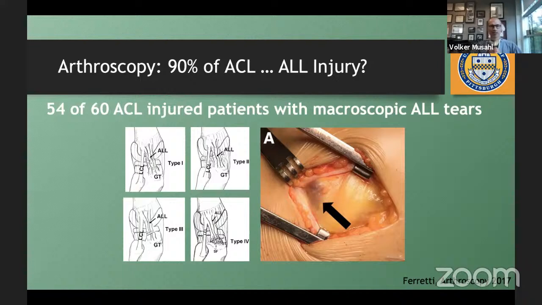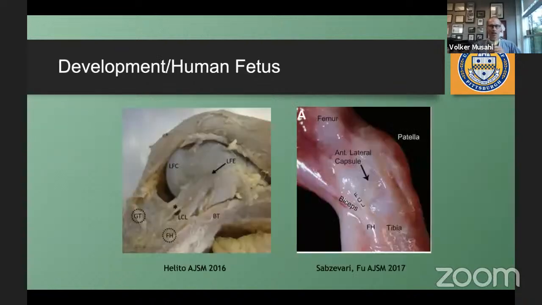Now, another question is, what percentage of ACL injuries will also have an anterolateral injury? According to this study from Rome, almost every ACL has an anterolateral injury, and they described it in 4 different grades based on the hemorrhage that they see on this image here. Our experience is very different. We see maybe 5% anterolateral injury.